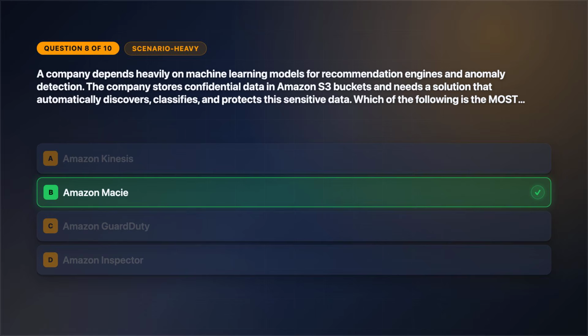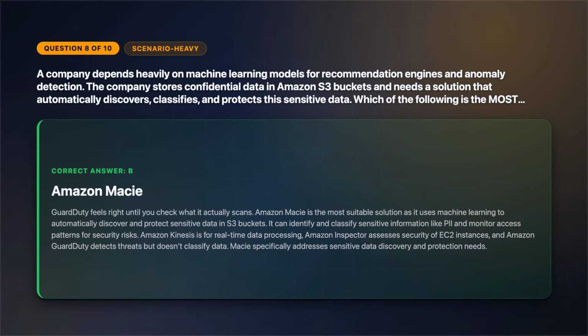The correct answer is option B. GuardDuty feels right until you check what it actually scans. Amazon Macie is the most suitable solution as it uses machine learning to automatically discover and protect sensitive data in S3 buckets. It can identify and classify sensitive information like PII and monitor access patterns for security risks. Amazon Kinesis is for real-time data processing. Amazon Inspector assesses security of EC2 instances. And Amazon GuardDuty detects threats but doesn't classify data. Macie specifically addresses sensitive data discovery and protection needs.